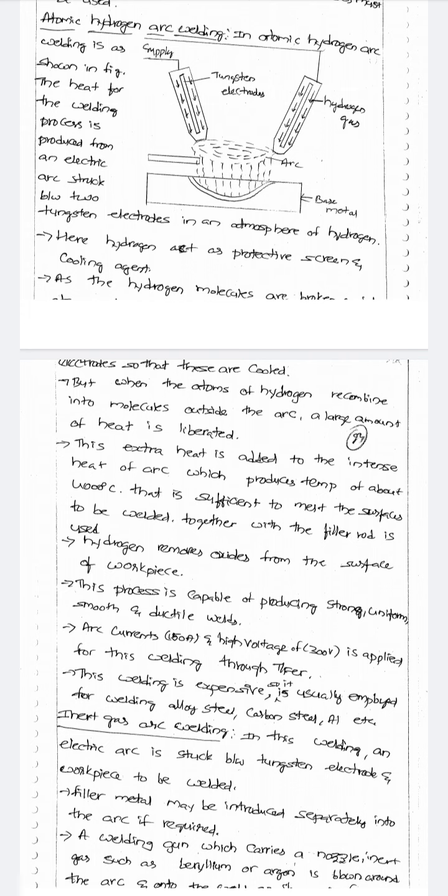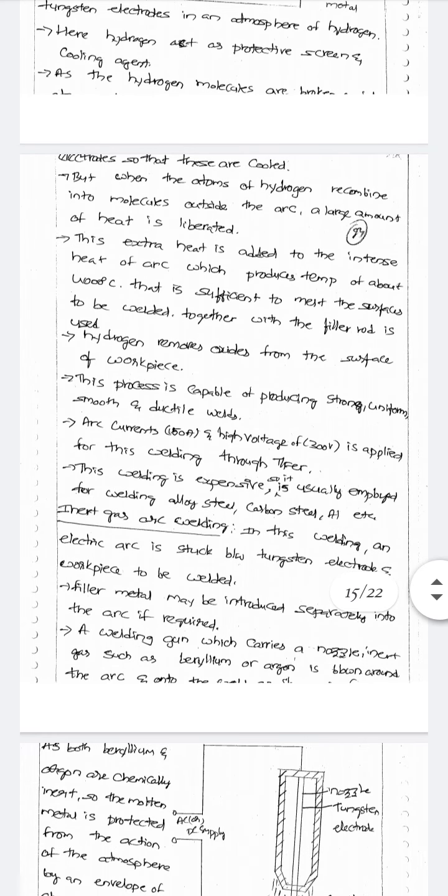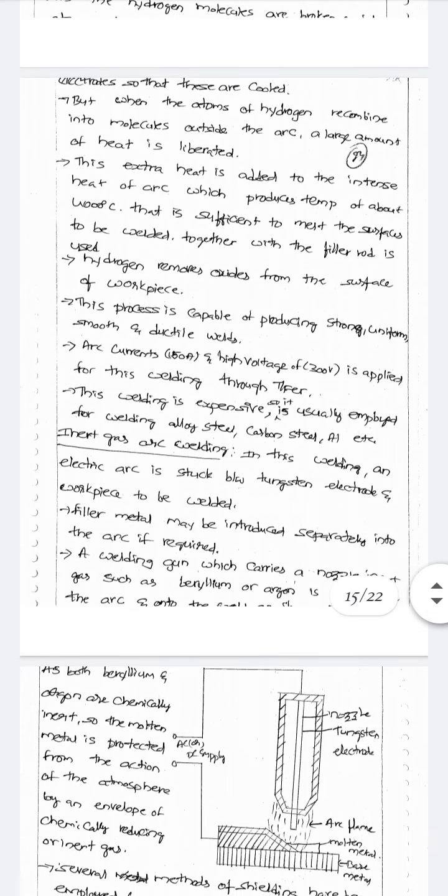The metals are coated, but when the atoms of hydrogen recombine into molecules outside the arc, a large amount of heat is liberated. This extra heat is added to the intense heat of the arc, which produces about 4000 degrees centigrade. That is sufficient to melt the surface to be welded. Together with that, the filler rod is used.